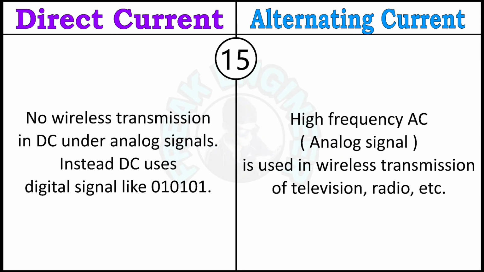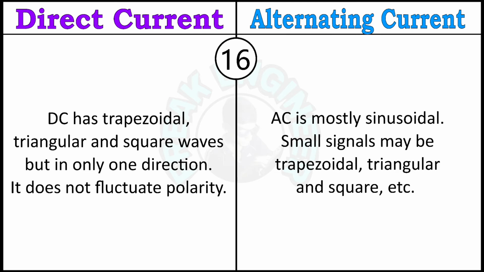Number 15. No wireless transmission in DC under analog signals. Instead, DC uses digital signals like 010101, and high frequency AC is used for wireless transmission of television, radio, etc. Number 16. DC has trapezoidal, triangular, and square waves, but in only one direction. It does not fluctuate polarity, and AC is mostly sinusoidal. Small signals may be trapezoidal, triangular, and square, etc.